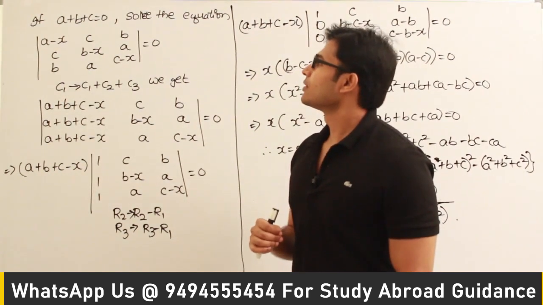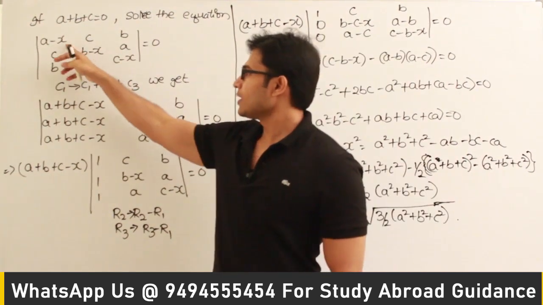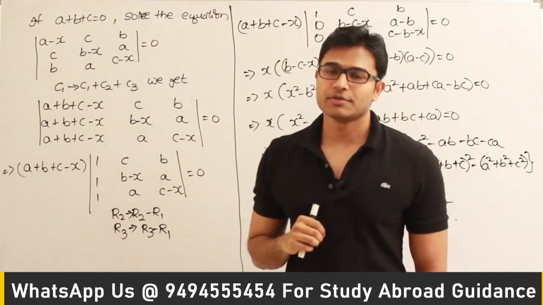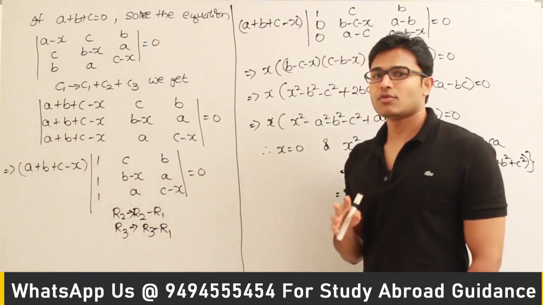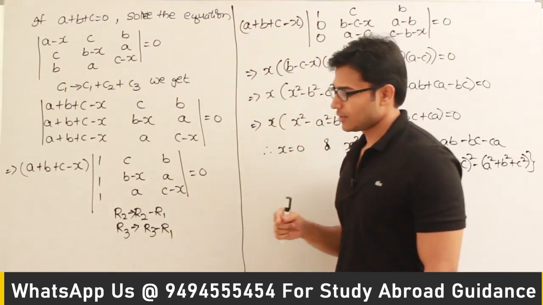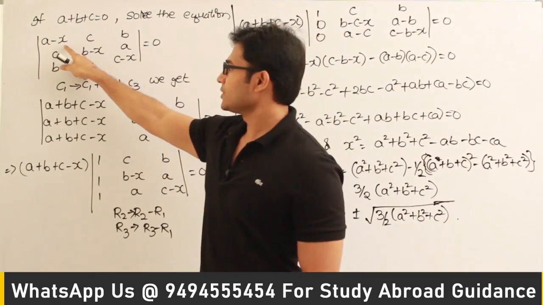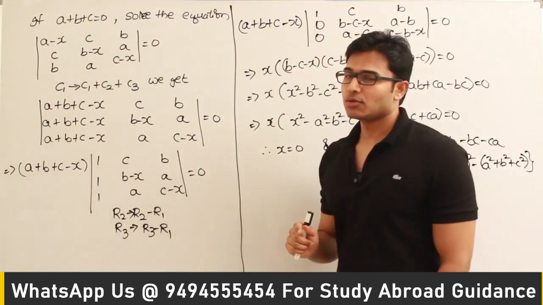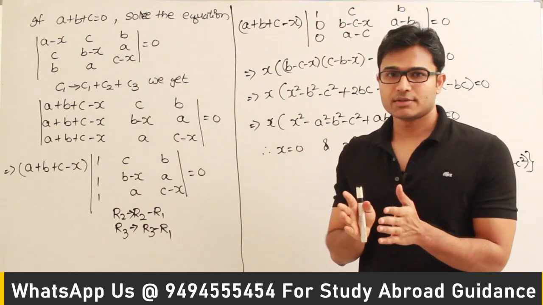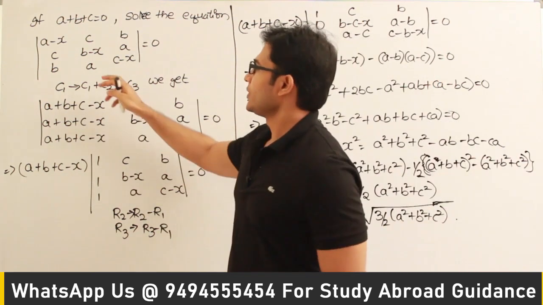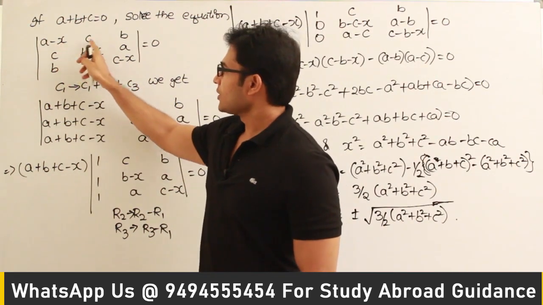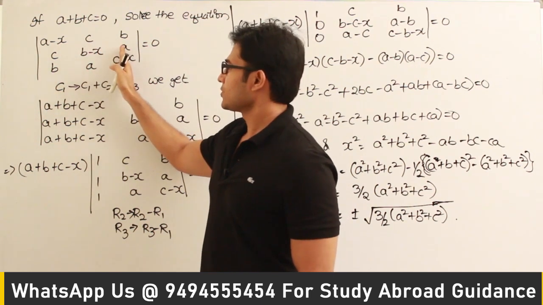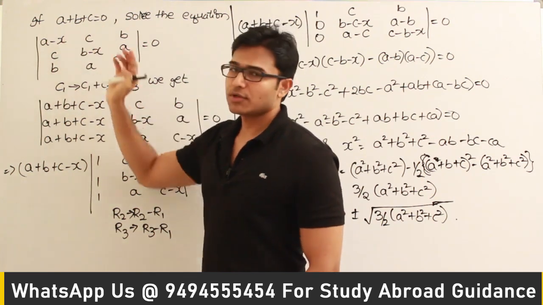If you observe this, if you sum up all the values of a row and of all the rows, the sum is going to be constant. Sum of all the elements of all the rows is always constant here. It is nothing but a plus b plus c minus x, a plus b plus c minus x, right? Therefore, what you can do is you can add all these elements together. So how can I add all of them? By adding column 1 plus column 2 plus column 3 and then replacing it with the first column.